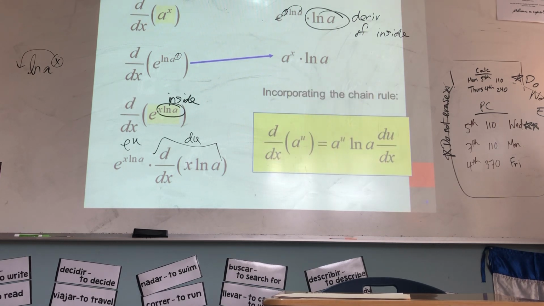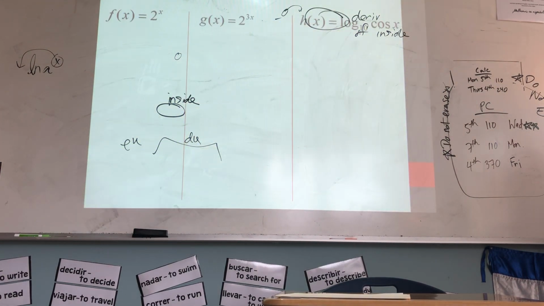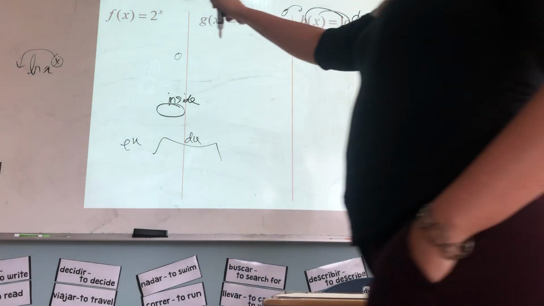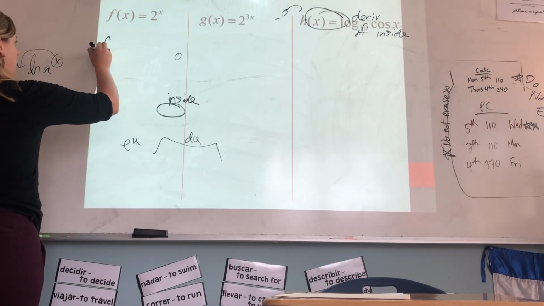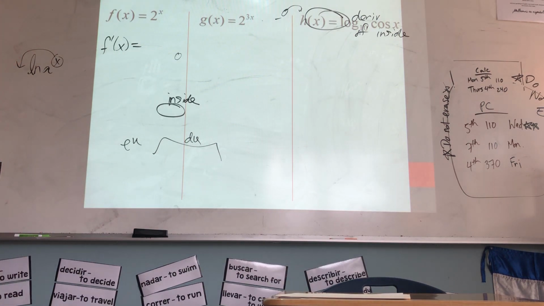Let's do a problem. Should we do a problem? I guess. Okay, we'll do it later. Okay. You ready to do it? F prime of x is e to the u du ln of base. You ready to say that in a second? Let's say e to the u du ln of base. Okay, 3, 2, 1. E to the u du ln of base.